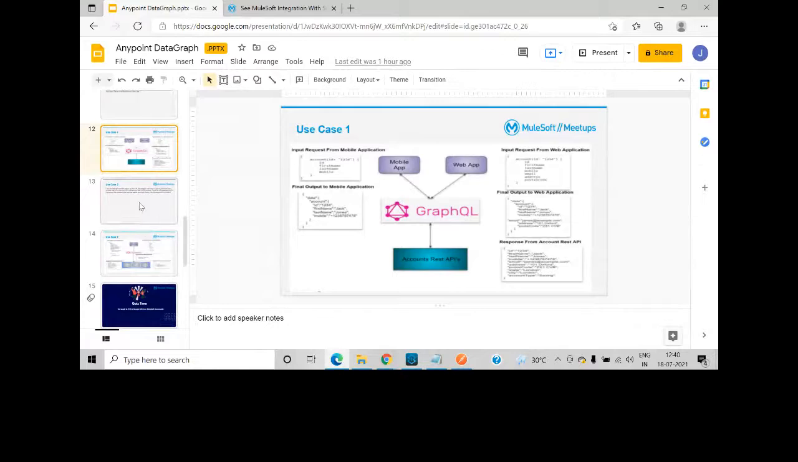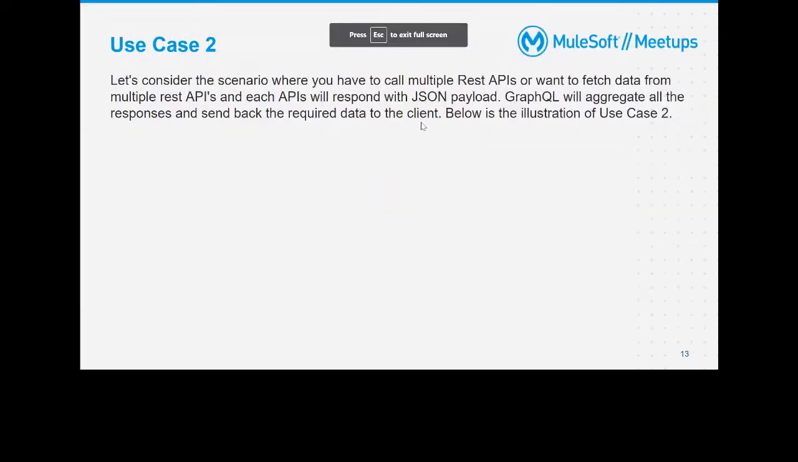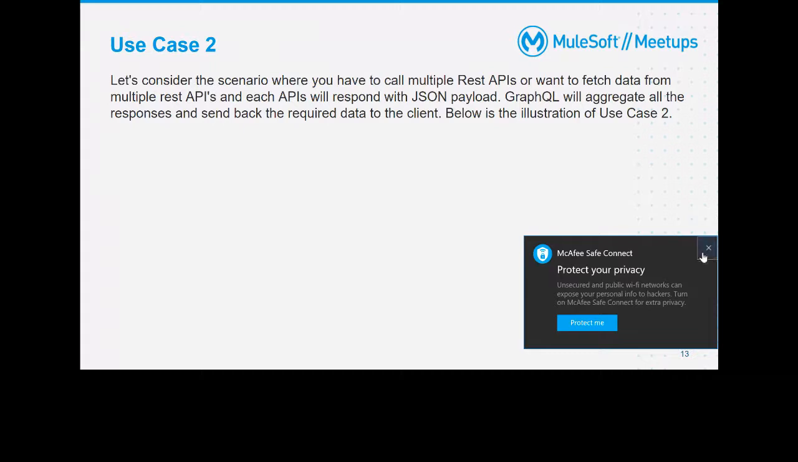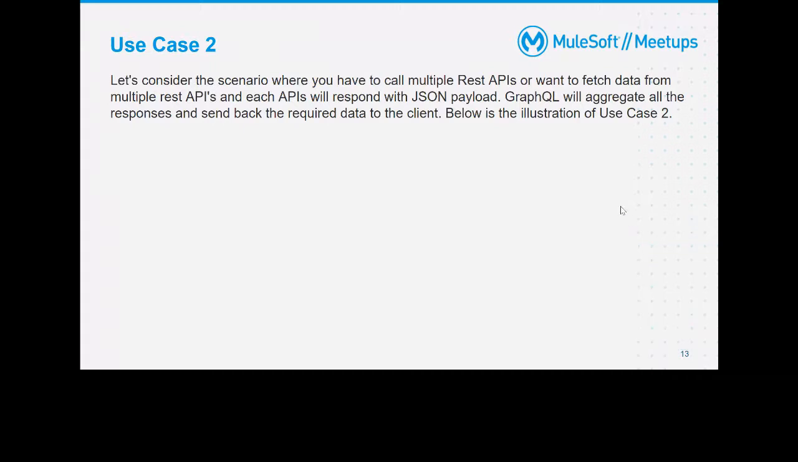So let me go with the second use case. In my second use case, I want to fetch the data from multiple endpoints in the same API. So I have a balance, a transaction, and an accounts endpoint in my API. I want to fetch that data, right? Generally, if we don't have Anypoint Data Graph, we will have a process API and a system API. The system API is like the core banking system, which is fetching the accounts and the transaction statement data.